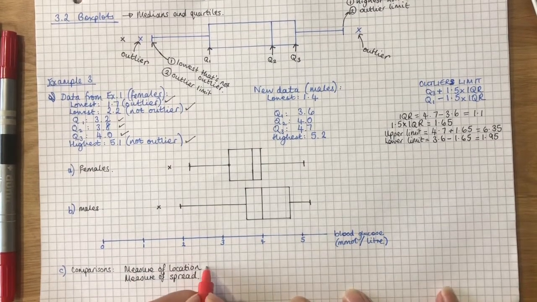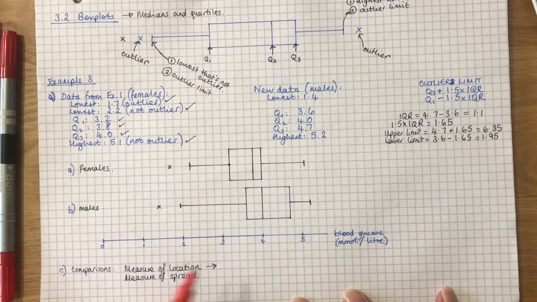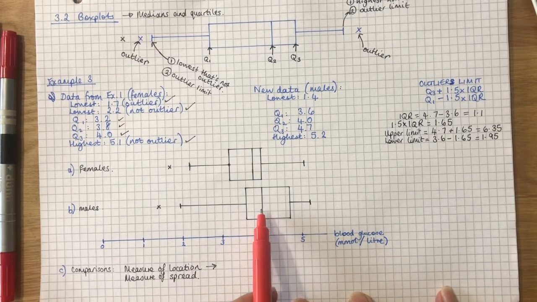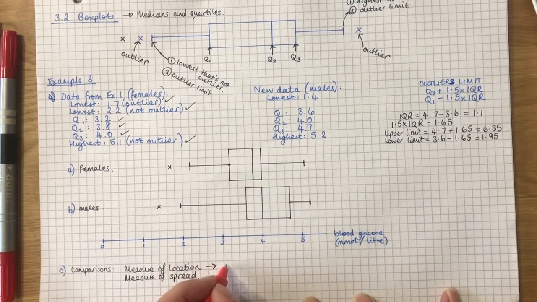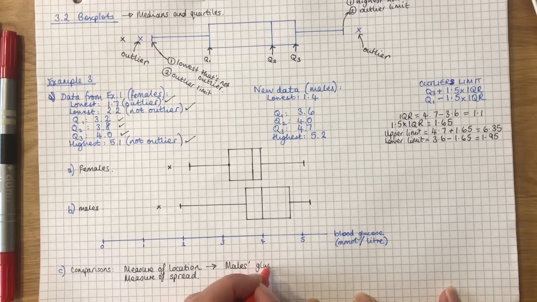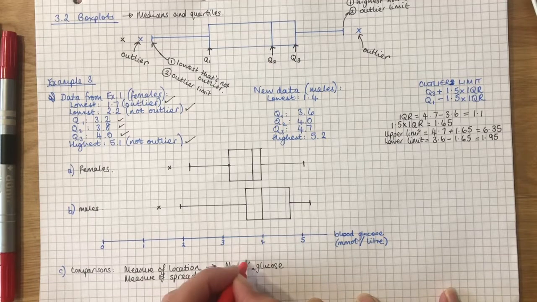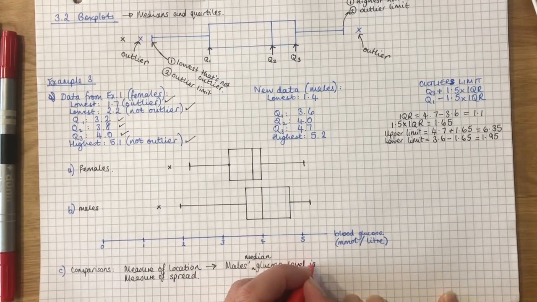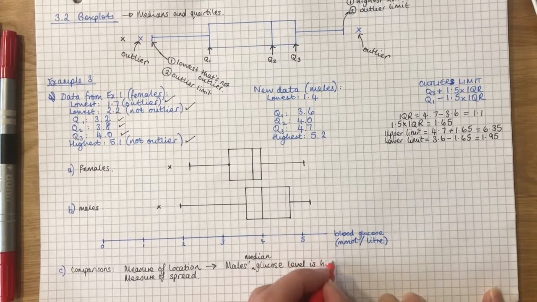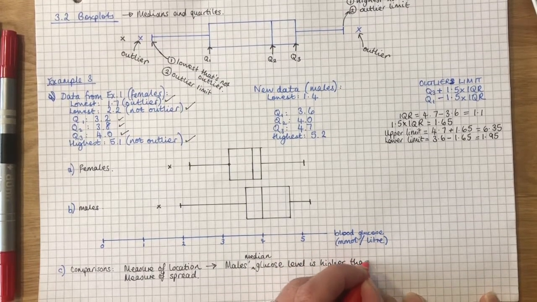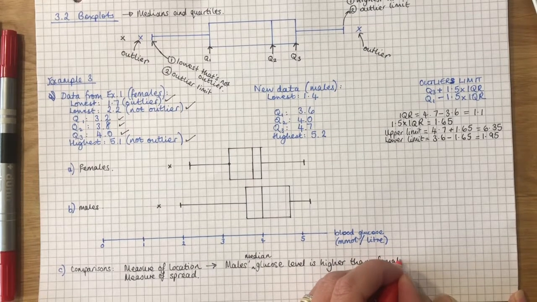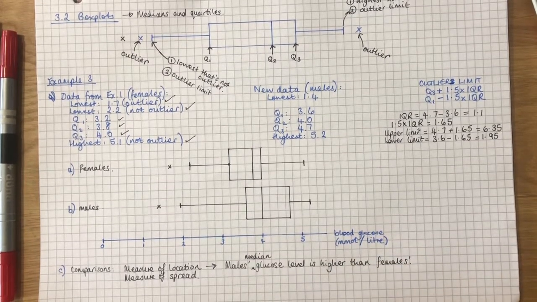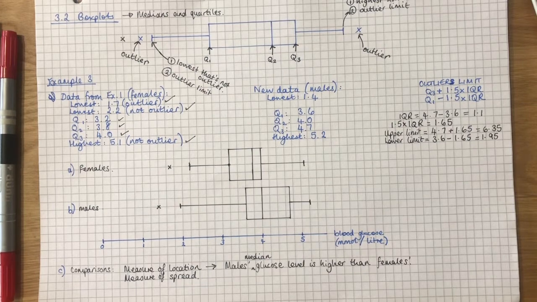So let's think about the measures of location. The easiest one to pick would be the median. We can see that the median blood glucose level for men is higher, for women is lower. So we could say something like, males' median glucose level is higher than females'. That suggests that maybe on average their blood glucose level is higher.